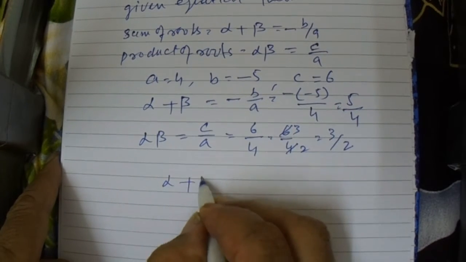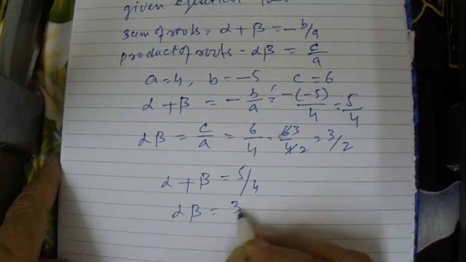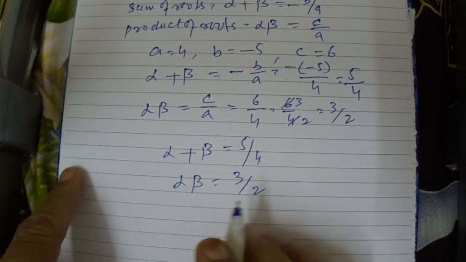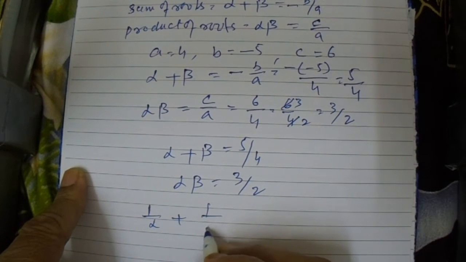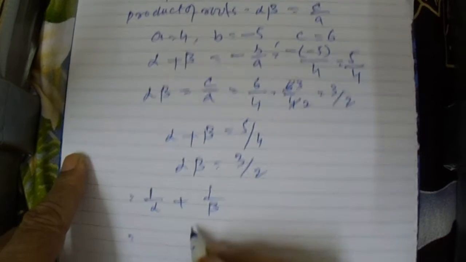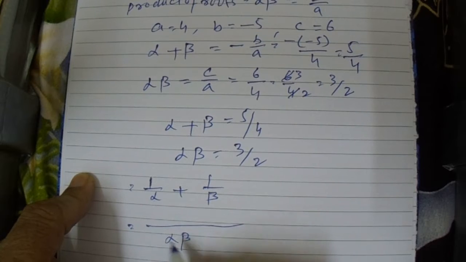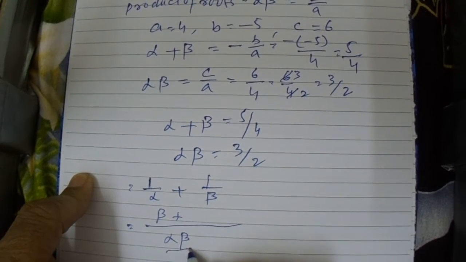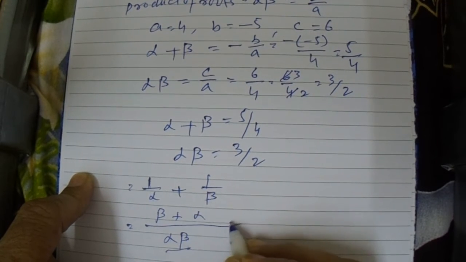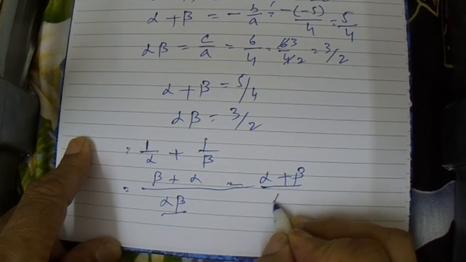Now alpha plus beta is equal to 5 by 4 and alpha into beta is equal to 3 by 2. Now we have to find 1 over alpha plus 1 over beta. We take the LCM of this, alpha beta. Alpha divided by this, we get beta, so beta multiplied by 1 is beta. Beta divided by the denominator, beta will cancel, and alpha multiplied by 1 is alpha. We have alpha plus beta over alpha into beta.